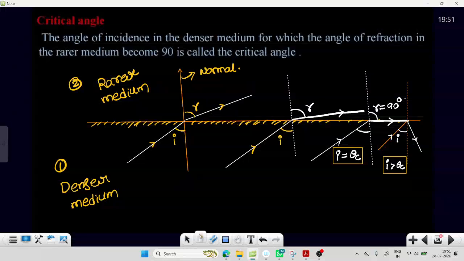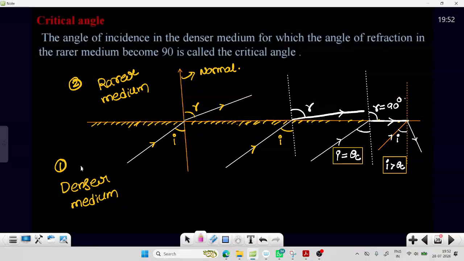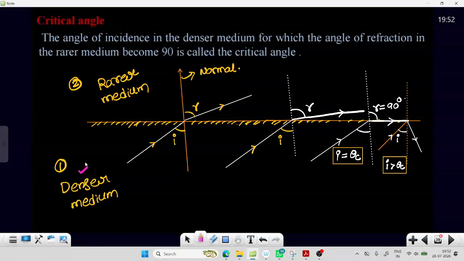Now you just see this thing here. Why is it happening? The light ray is moving from where to where? Denser to rarer. When the light ray moves from denser to rarer, which direction will the light ray bend? Sir, from denser to rarer it will move away from the normal.